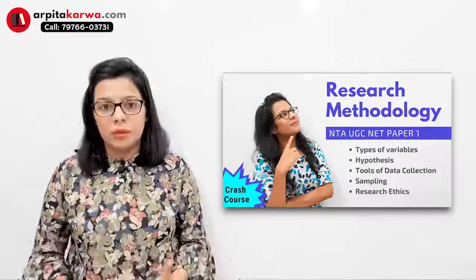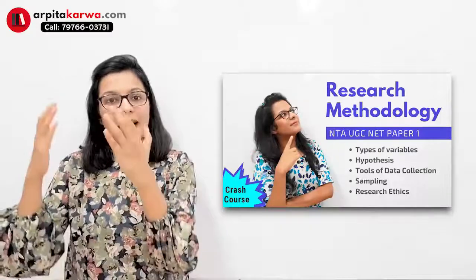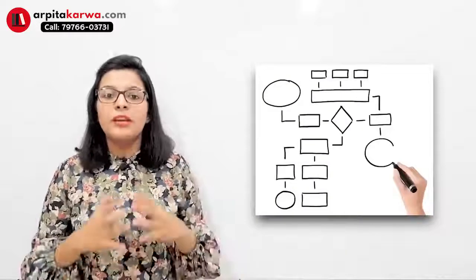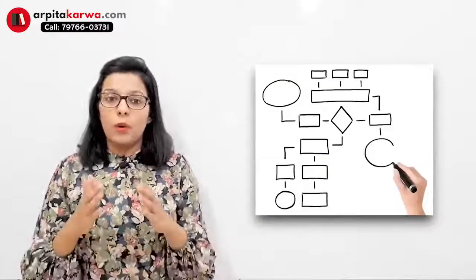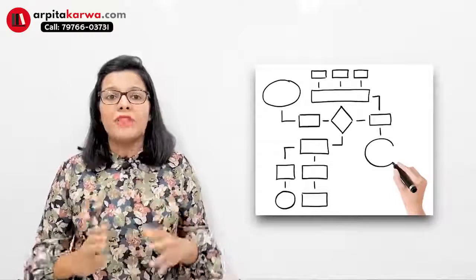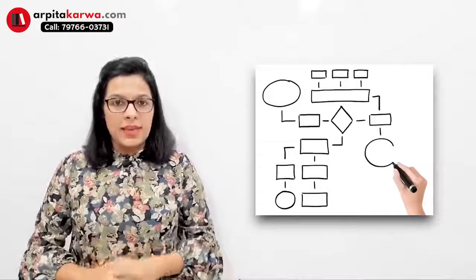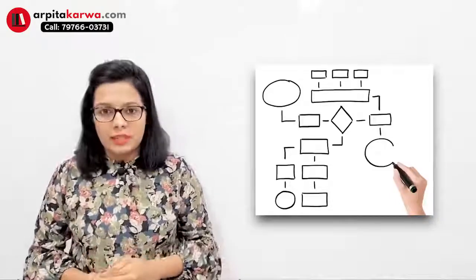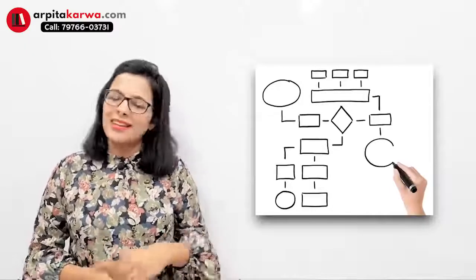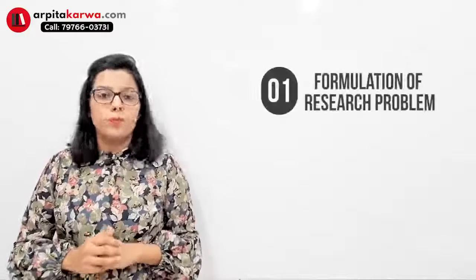Research करनी क्या होती है, कैसे करनी होती है, क्या steps follow करने होते हैं, flow chart आज हम discuss करेंगे research process का. Now, any research is going to have at least 8 steps and we are going to look at each of the 8 steps one by one. So, let's start. The first step in any research is formulation of research problem.